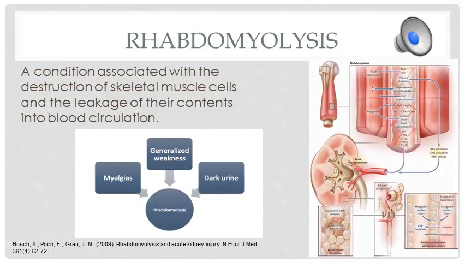So now we will get into what exactly rhabdomyolysis is. It is the breakdown of the skeletal muscle cells, which basically leads to the release of the myocyte contents into the blood. It's characterized by a classic triad which includes muscle pains, generalized weakness, and a dark urine color.